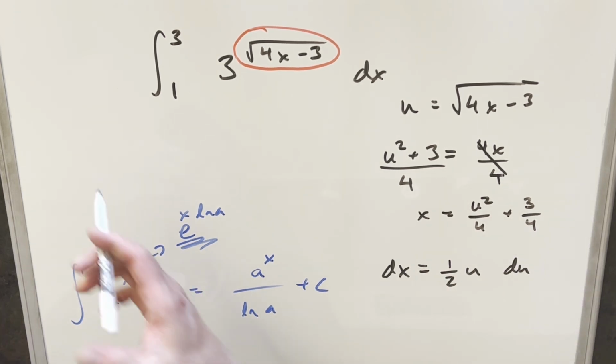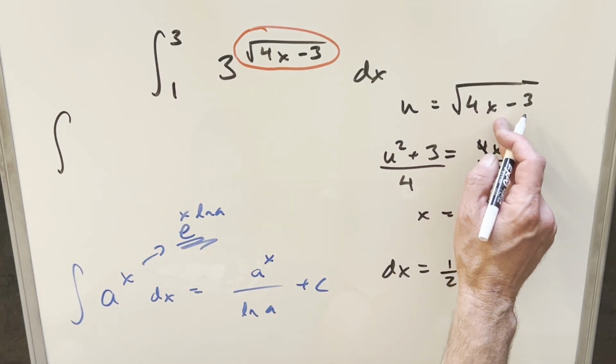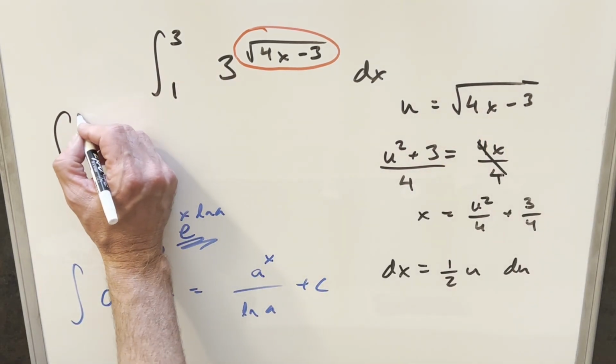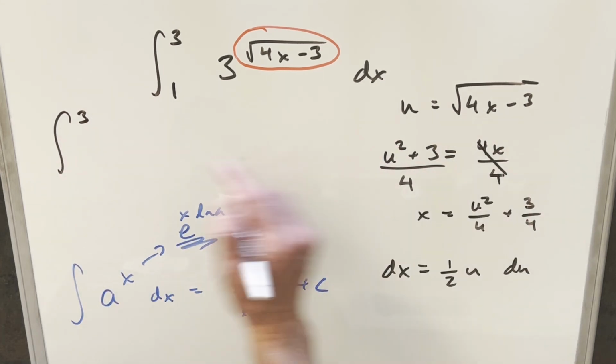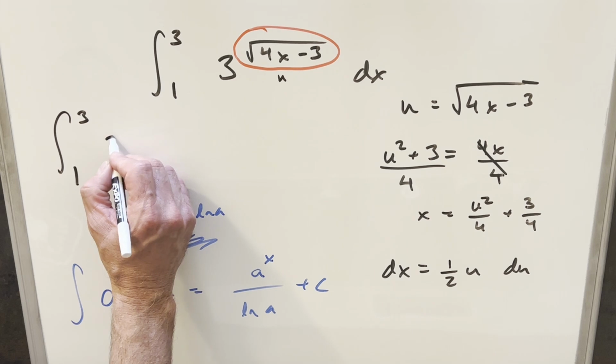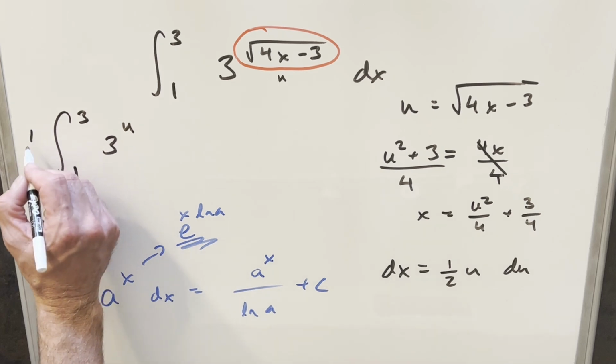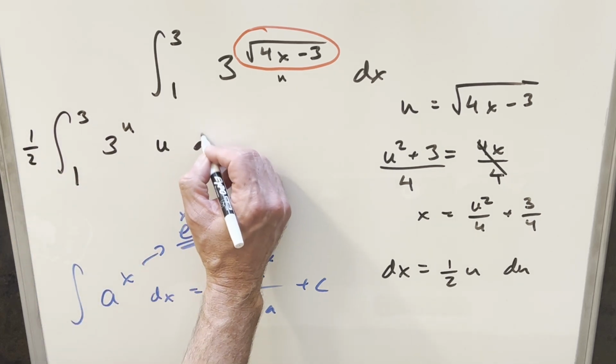Now we'll go ahead and substitute over here. First, plugging a 3 in here: 3 times 4 is 12, minus 3, square root of 9 is just 3. Plugging a 1 in here, we get back a square root of 1, which is just 1. This here again is u, so we're going to have 3 to the u, and our dx value is 1/2 u du. Let's take the half out front of the integral, and we'll bring a u du over here.